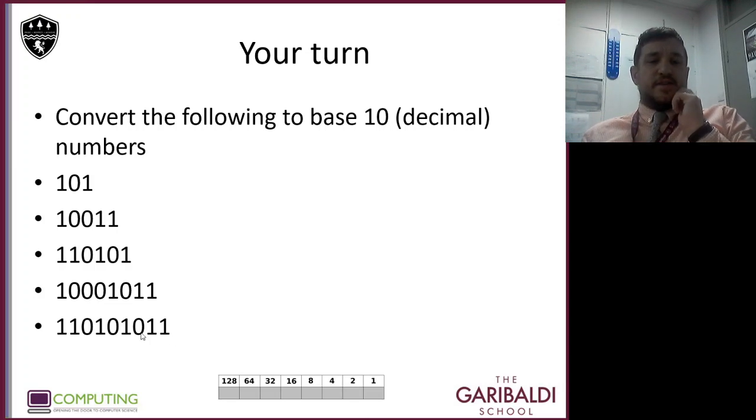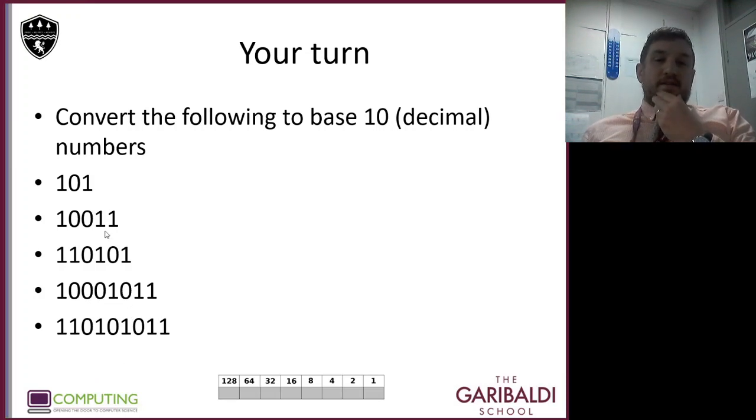Now for this one, you are actually going to have to add in an additional column. But just remember, the next column would just double this, so it'd be 256. Then the next one will be 512, and so on and so forth.